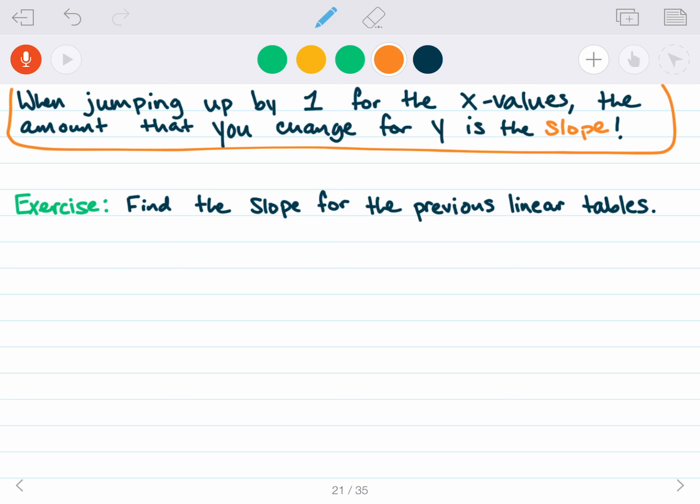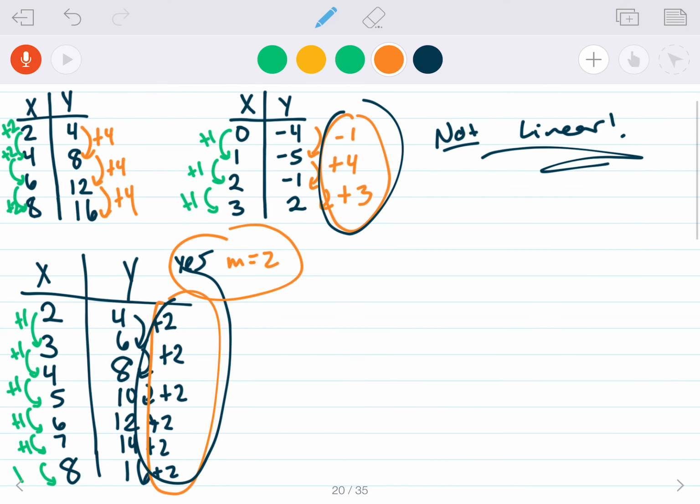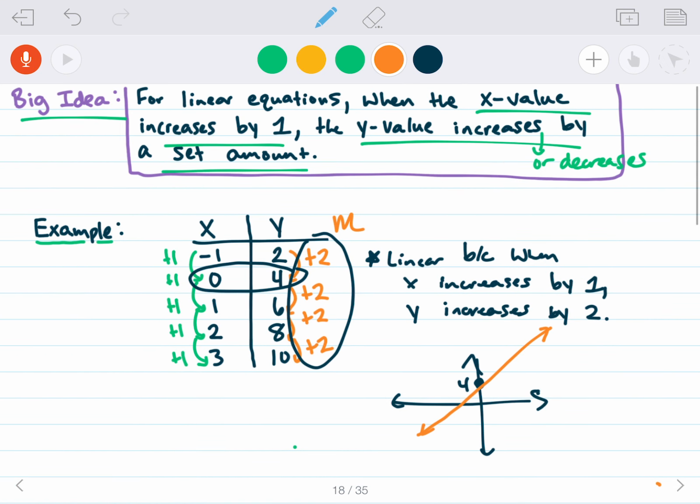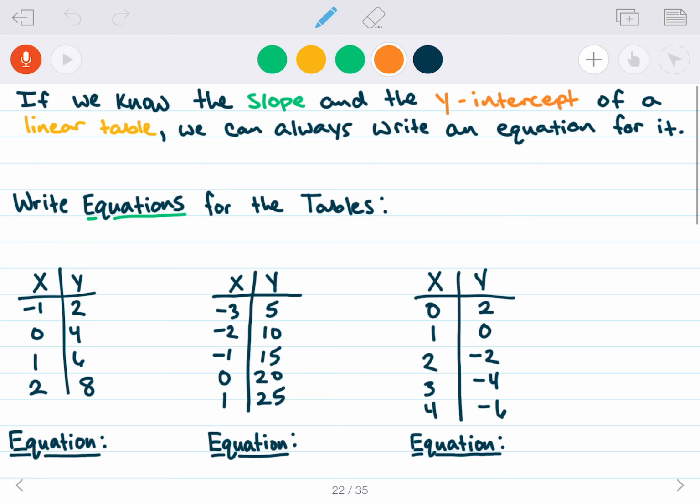So find the slope. We already did that, I think, for all of these. There's no slope here because it's not linear. Yeah, we already did that. Cool. So let's go ahead and write equations from tables.